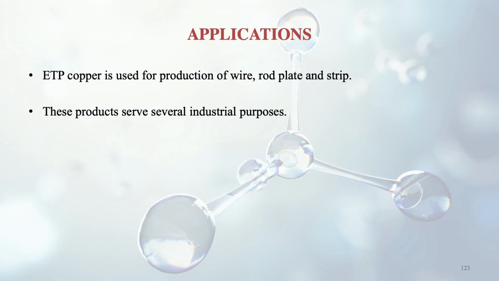What are the applications? ETP copper is used for production of wire, wrought, plate and strip, and they also serve various purposes in industries.